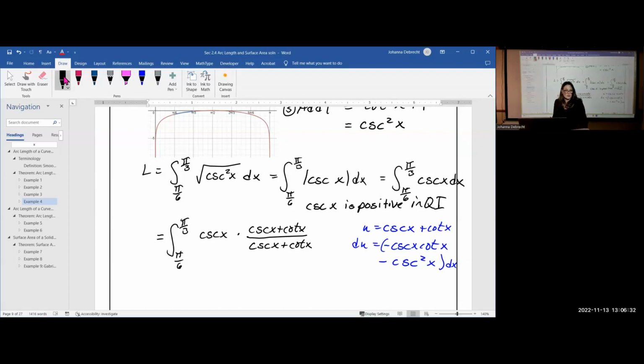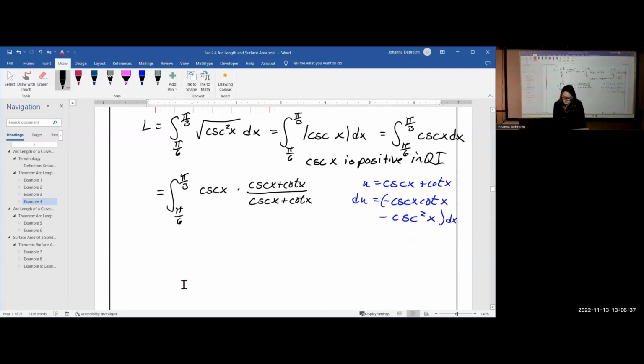So now when I integrate this, I'm going to end up with the following, and I'm not going to switch my limits of integration this time. So I'm going to basically end up with x equal pi over 6 to x equal pi over 3. And I'm going to have 1 over u times a negative du. And this is going to give me negative the natural log of the absolute value of u, evaluated between x equal pi over 6 and x equal pi over 3.